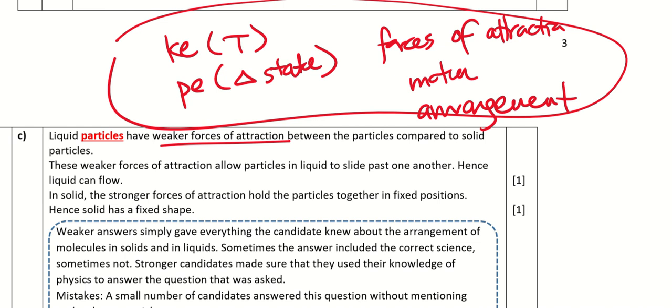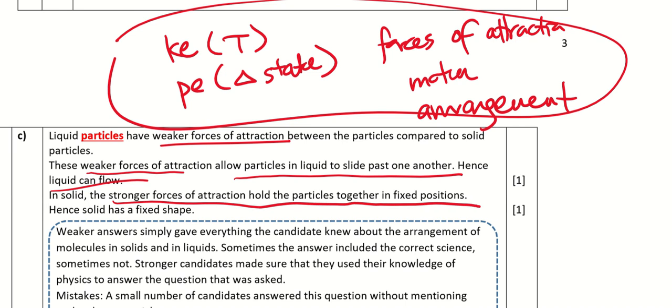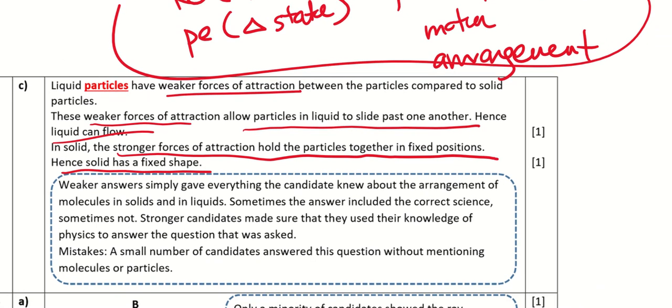So liquid particles have weaker forces of attraction between the particles compared to solid particles. These weaker forces of attraction allow the particles in liquid to slide past one another. You cannot use "vibrate" for liquid particles. Therefore, the liquids can flow. In solid, the stronger forces of attraction hold the particles together in fixed positions. Hence, solid has a fixed shape. So basically, everything you know about this chapter, you can write down here.